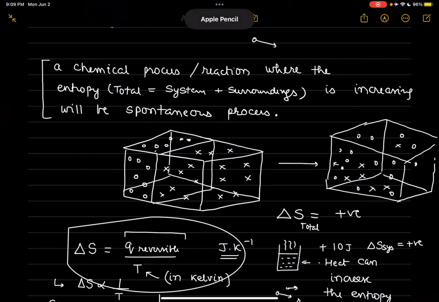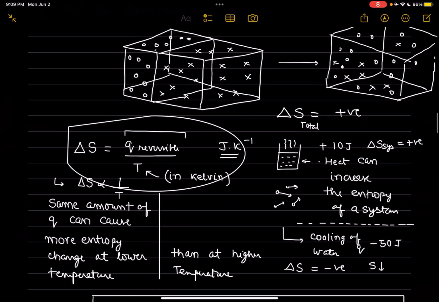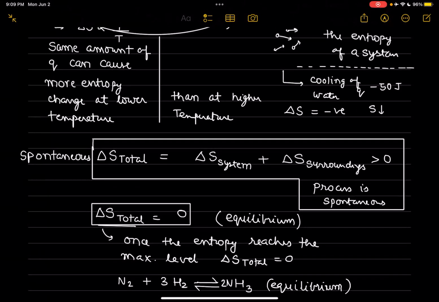How do you measure the change in entropy? You can measure the change in entropy by a change in state of a system, whether it is liquid to gas, or by a change in the number of moles of gaseous substances.